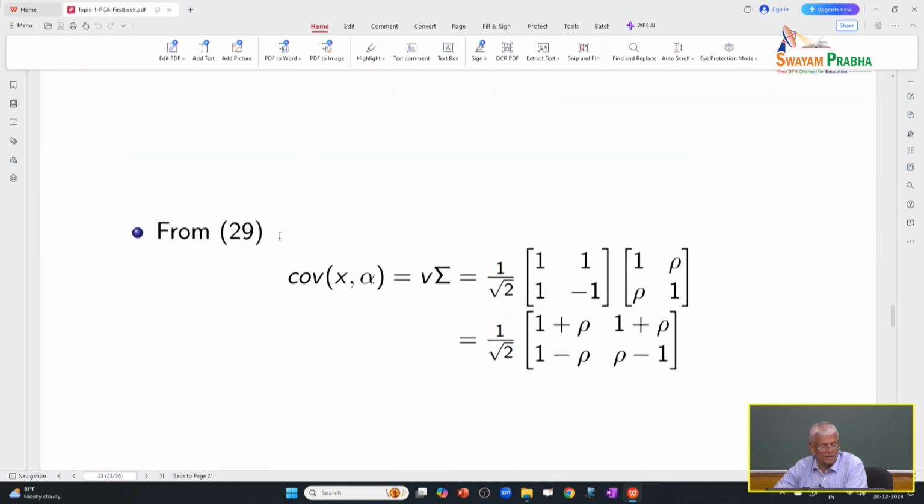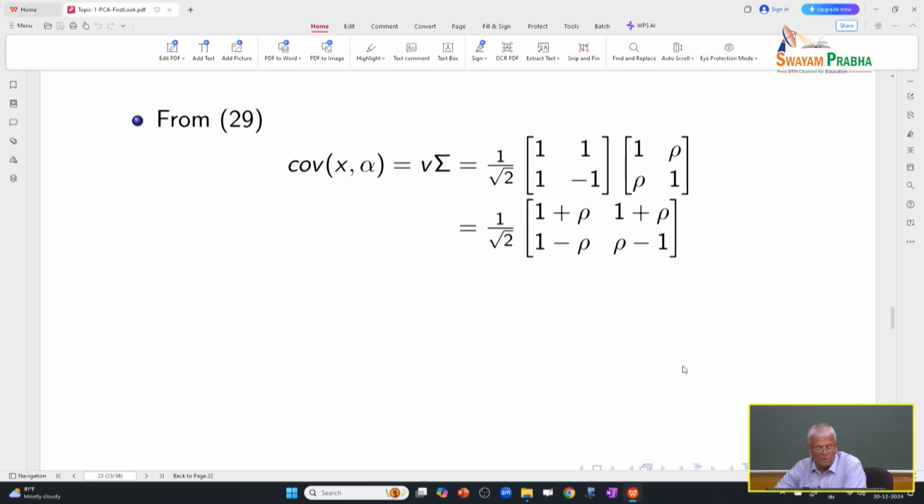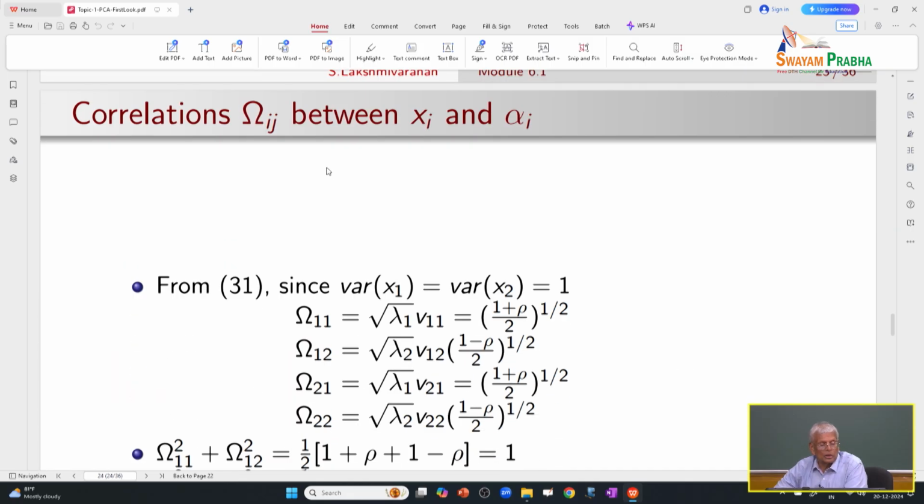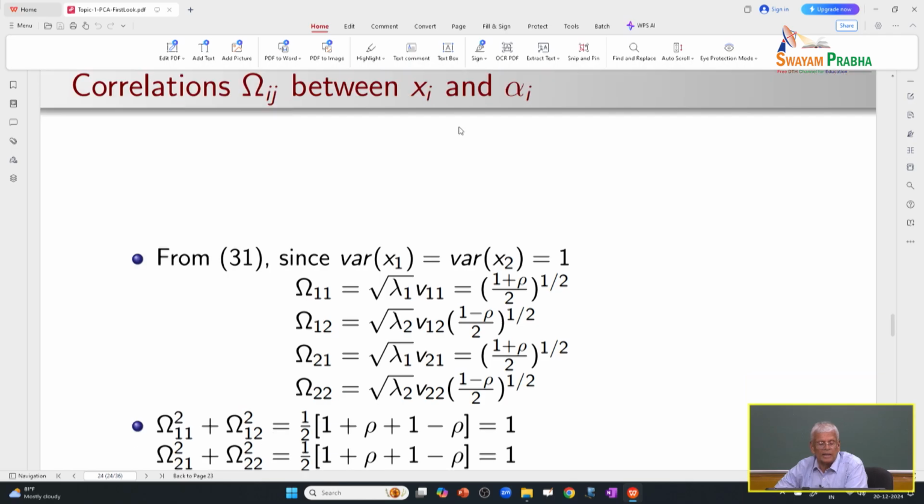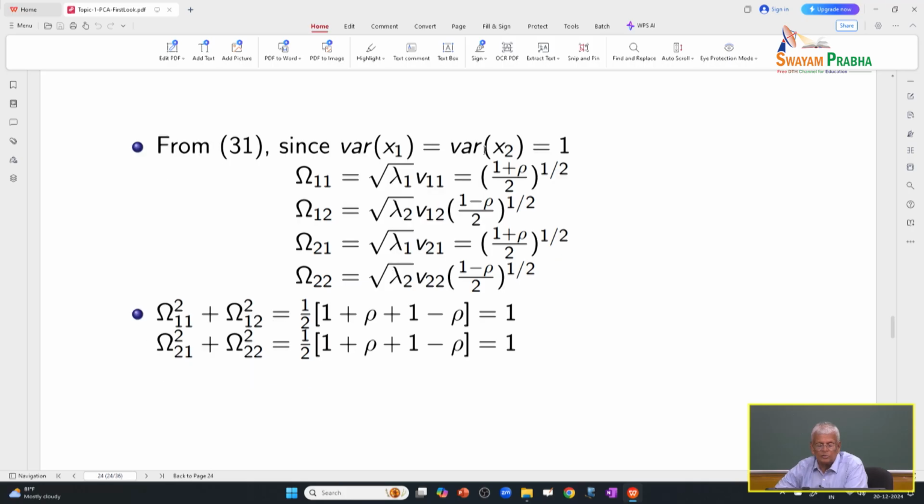Covariance between x and alpha, again from 29, I can compute the covariance between x and alpha to be V sigma, which is 1 over square root of 2 times the product of these two matrices, which is given by 1 over square root of 2, [1 plus rho, 1 minus rho; 1 plus rho, rho minus 1]. The correlation sigma ij between xi and alpha j. So from 31, variance of x1 and variance of x2 is 1, sigma 11 is square root of lambda 1 times v11, which is 1 plus rho divided by 2 under the square root. Likewise, we can see the components sigma 11, sigma 12, sigma 21, sigma 22.